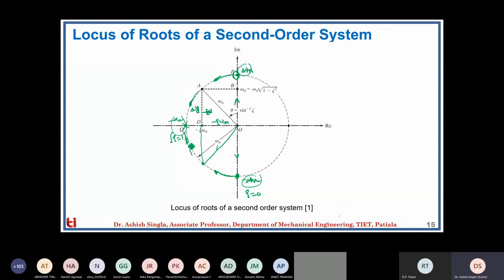As the value of zeta comes closer to 1, both the roots will merge over here at this point. And then if we increase the value of zeta beyond 1, one of the roots will go from this point in this direction, which is away from the origin, and one of the roots will follow this direction, which is towards the origin. This is the overdamped case when the value of zeta is more than 1. So this is the crux of the locus of roots, how all the roots travel as we increase the value of zeta from 0 to 1 or beyond 1.